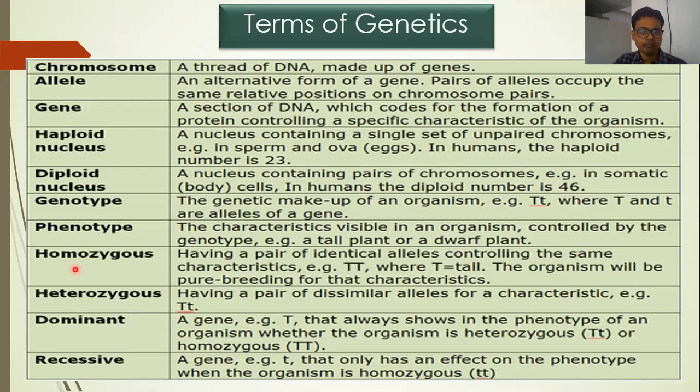Next, homozygous. Homo means same, zygous means pair. Having a pair of identical alleles controlling the same character, for example capital T capital T, is homozygous. Again, small t small t is also homozygous, where T stands for tall. The organism will be pure breeding for that characteristic. Next, heterozygous. Hetero means different and zygous means pair. Having a pair of dissimilar alleles for a characteristic is called heterozygous. For example, capital T small t is a heterozygous allele.